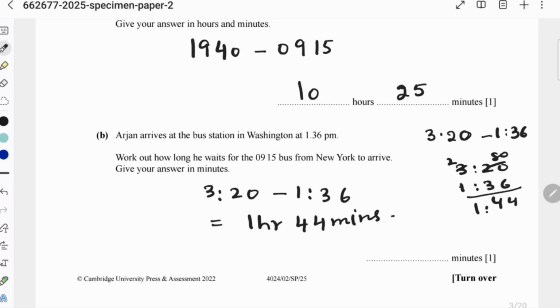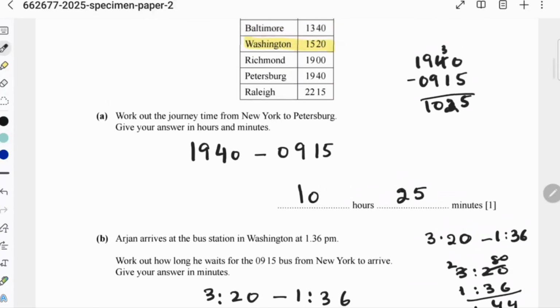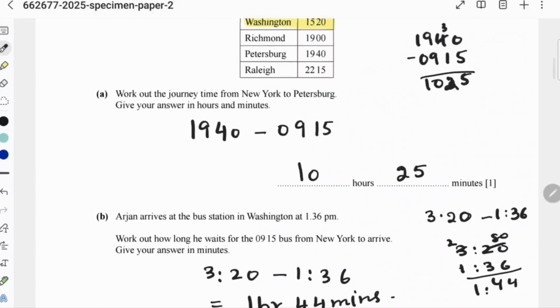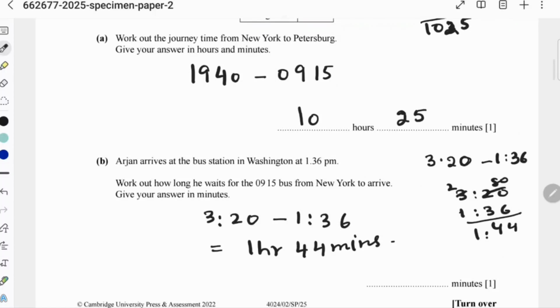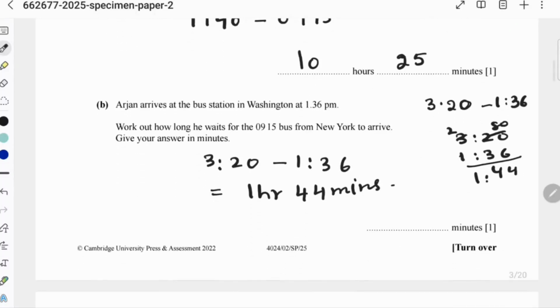So in this question, he reaches at 1:36, and the bus leaves at 15:20. So he has to wait 1 hour 44 minutes to catch the bus for New York, right? Now we have to give our answer in minutes only. 1 hour we are going to change. 1 hour means 60 minutes. So 60 plus 44, that will be 104 minutes.